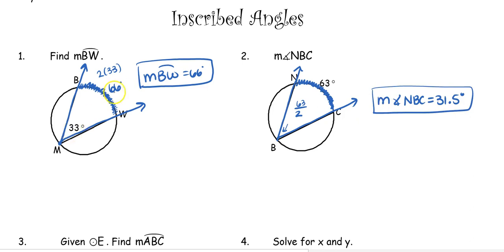So the angle is half the arc. Just depends on what you're given. If you're given the angle, double it to find the arc. If you have the arc, cut it in half to find the angle.